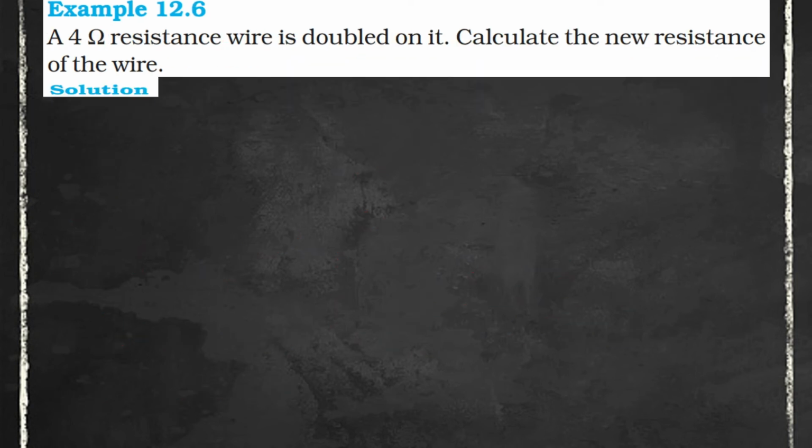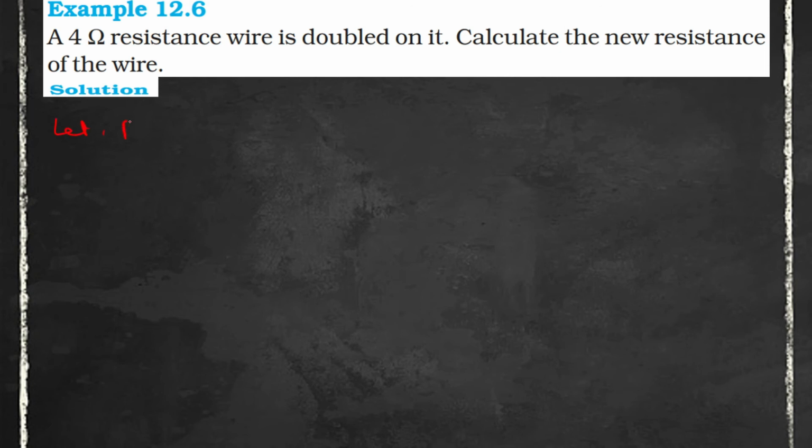Now let's move to example 12.6. So a 4 ohms resistance wire is doubled on itself. Calculate the new resistance of the wire. Like this also, a wire of a given material have length L and cross section area A has a resistance of 4 ohms. So what would be the resistance of another wire of the same material having length half and area of cross section double? Again let's discuss what the question wants to ask here, that we have a wire and now it is doubled on itself. If we double it, we compress the wire, then its length will be reduced.